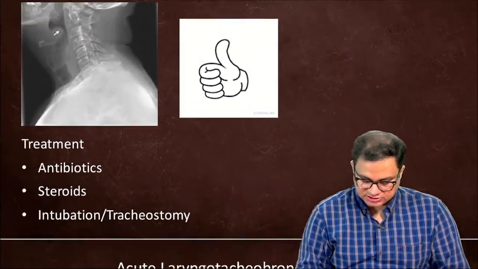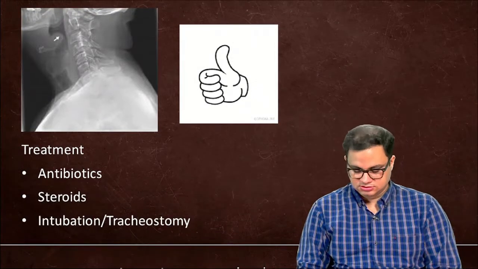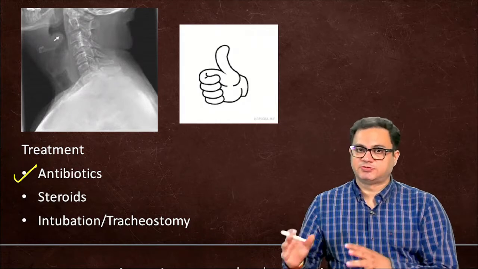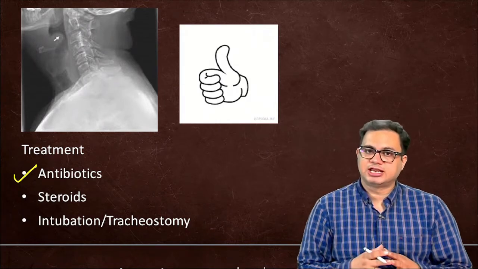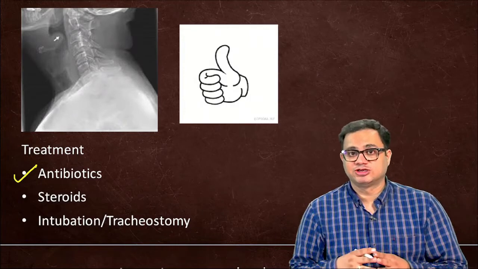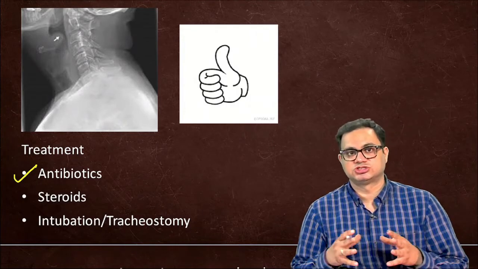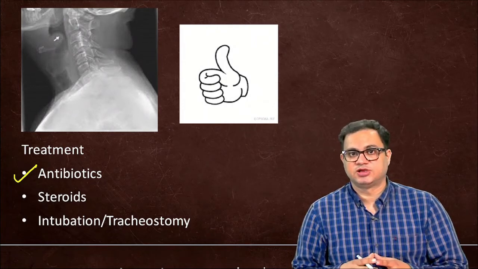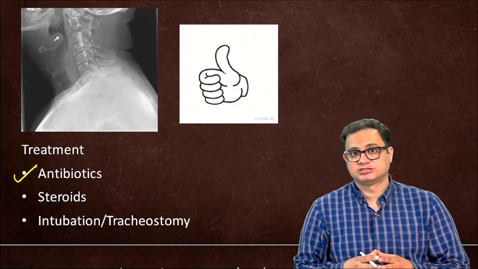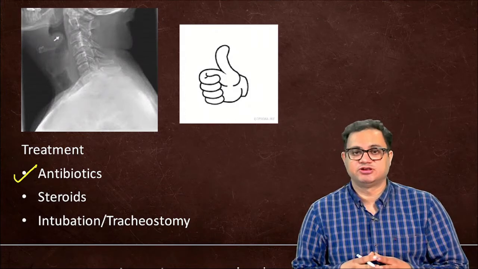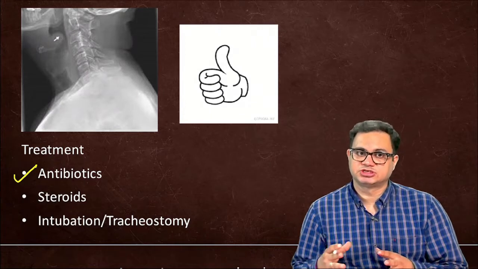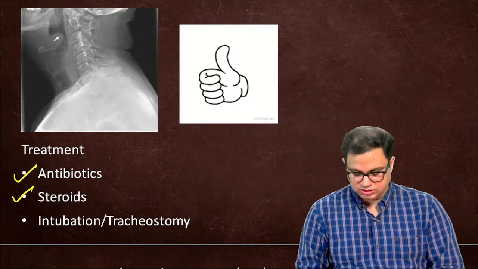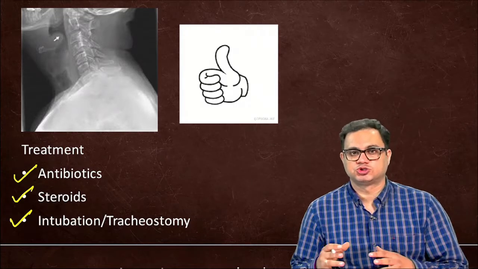Now what is the treatment of such a patient? The treatment includes antibiotics. Write down antibiotics. Why antibiotics? Because it is a bacterial infection. We will also give steroids. As you must be aware, steroids reduce the edema, and it will improve the patient's stridor and the respiratory obstruction. But if the patient's condition worsens, we will do either an intubation or a tracheostomy in this patient.